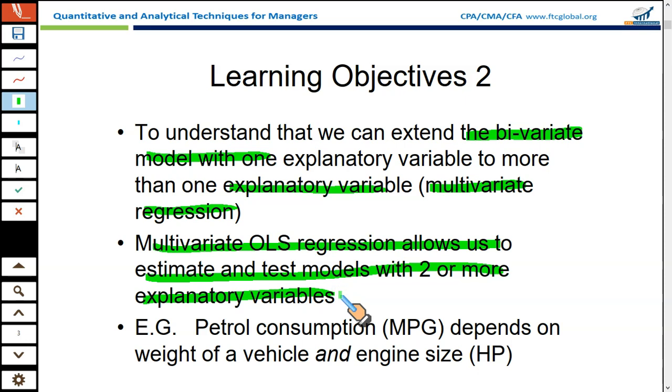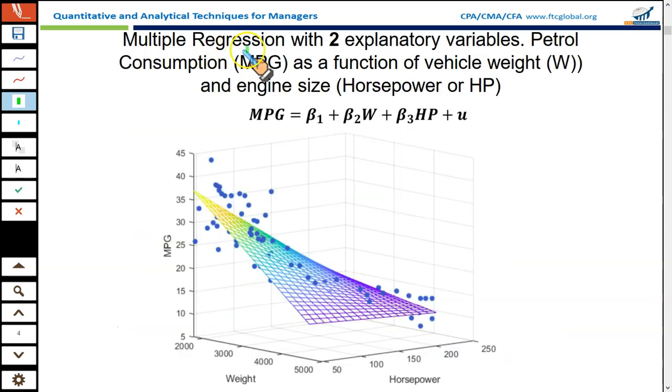Like the example we'll be carrying is petrol consumption, MPG, that is the miles per gallon. That's what we want to determine, and it depends upon two explanatory variables. First, the weight of the vehicle, and second, the engine size. So that's what we're going to do. Multiple regression with two explanatory variables: petrol consumption, miles per gallon, as a dependent function, which is driven by the vehicle weight and the engine size measured in horsepower.